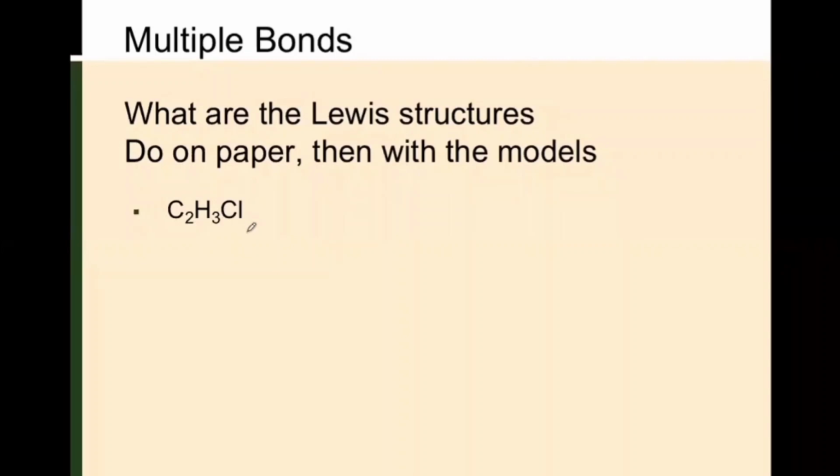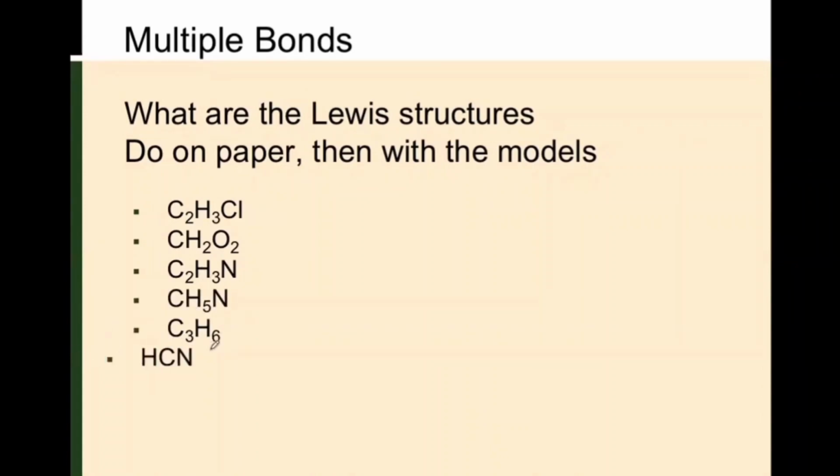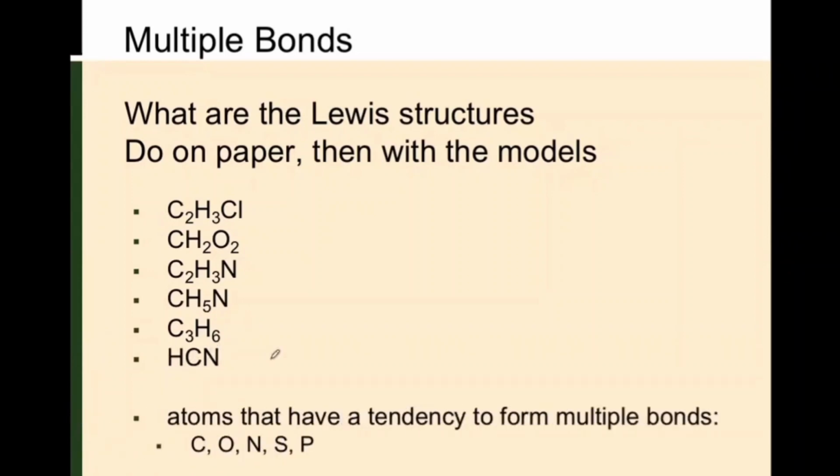So C2H3Cl, CH2O2, C2H3N, CH5N, C3H6, HCN. Atoms have a tendency to form multiple bonds, especially carbon, oxygen, and nitrogen. Actually, all of them, yeah, they all do. Phosphorus can be one as well, there's a lot of phosphorus atoms as well.